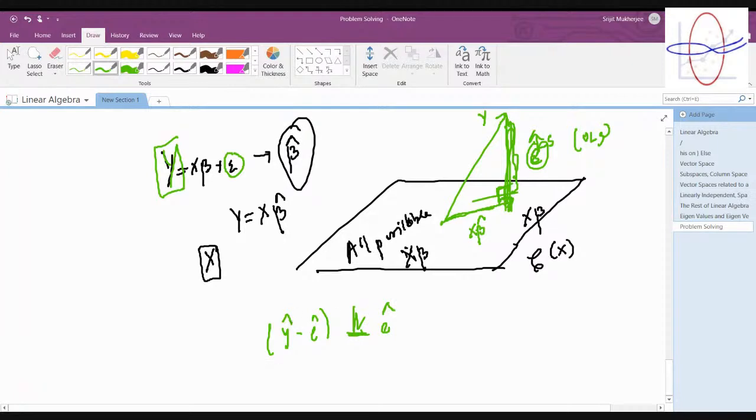Y minus e hat is perpendicular to e hat. So it makes sense from the data, right? Perpendicularity is happening. So you can assume all this and you can do all these problems. Linear regression is nothing but a projection. So that's why it makes sense. This is the beauty of this.